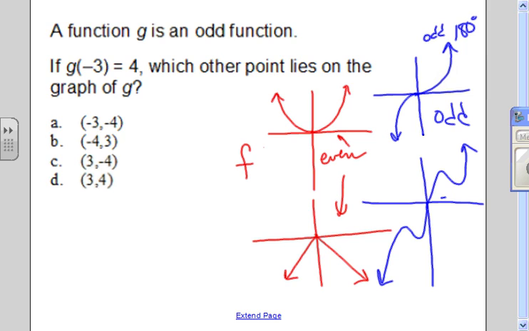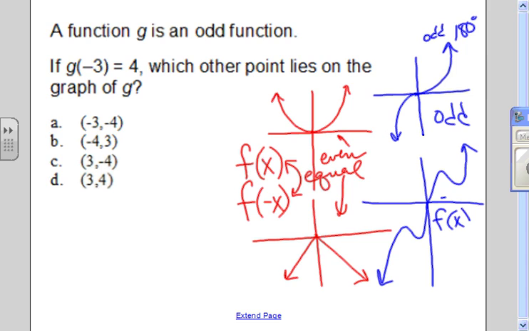But let me give you the big hint about even. If you put, for an even, f of x and f of negative x, in other words, if you put a 2 and a negative 2 in, or if you put a 3 and a negative 3, those will always be equal. Okay? It's exactly the opposite for odd. If you have f of x and f of negative x, their signs will always be opposites.